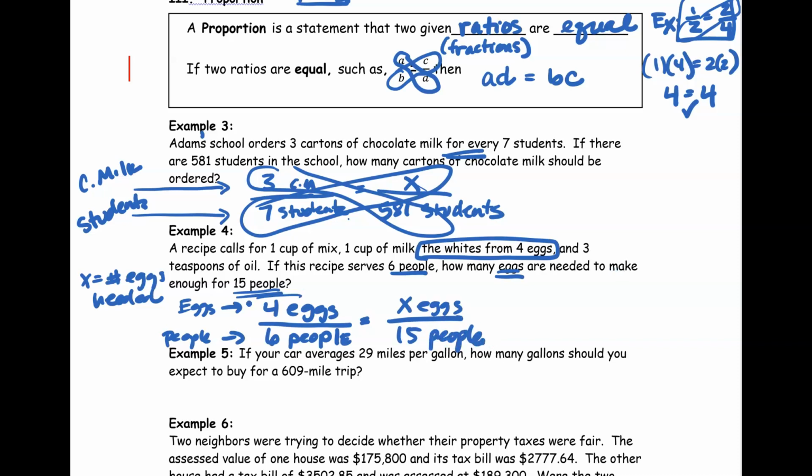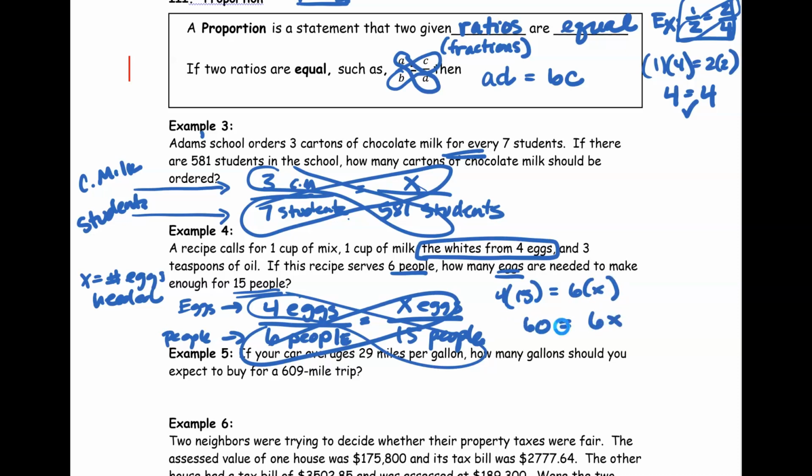Now I cross multiply. So 4 times 15 equals 6 times X. So 4 times 15 is 60 equals 6X. Divide both sides by 6 and you get 10 equals X. So we need 10 eggs for 15 people.